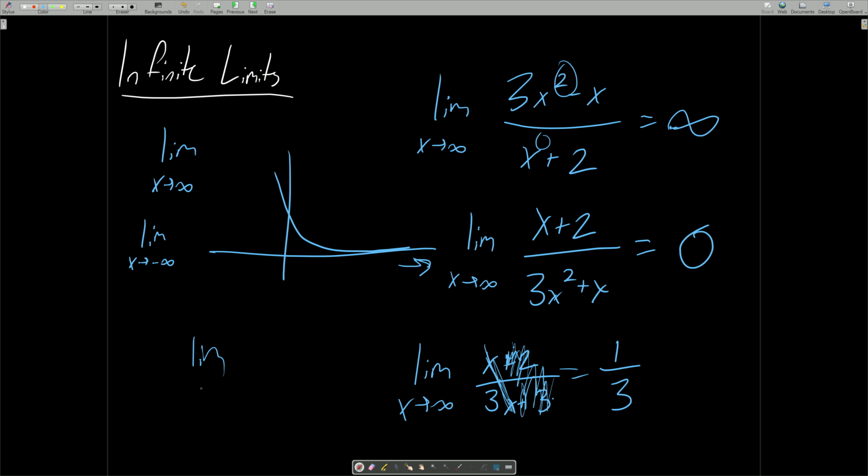If this is 2 over 5, these would still cancel out. This would become 2 over 5, and so on.